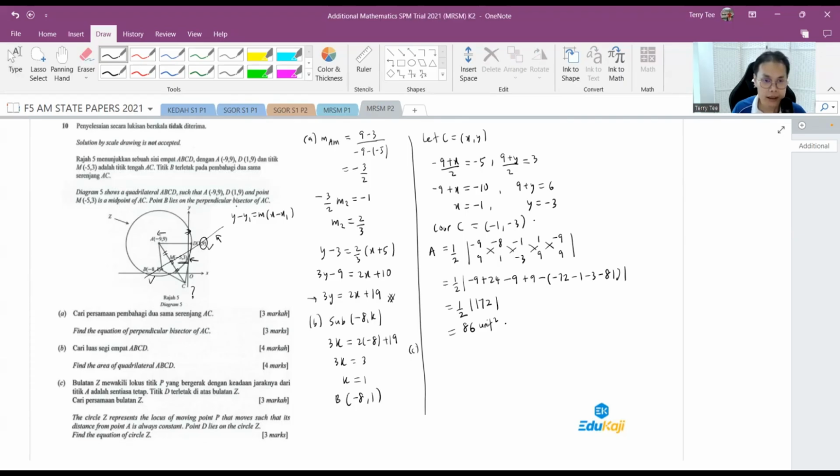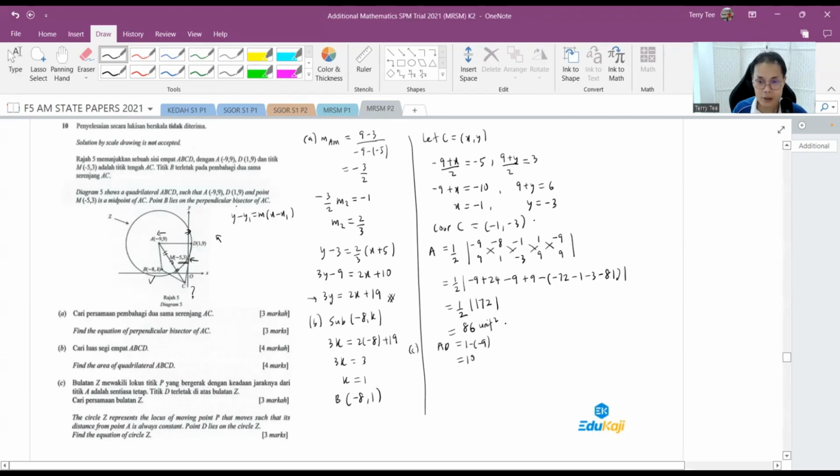And D is on the circumference. We say that the distance from point A is constant. That means A is the center of the circle. And if you take the distance AD, it is actually 9. Since this is 1, 9, so we take 1 minus -9. 1 minus -9. This is going to give us 10.